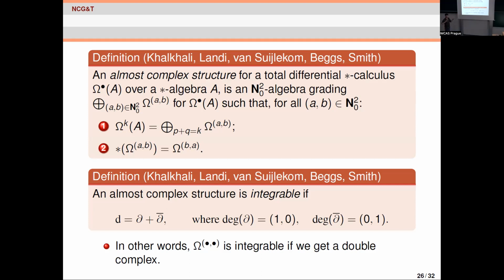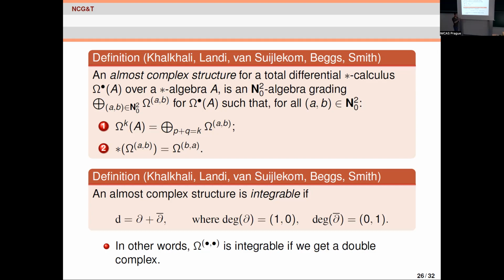Moreover, we want this thing to have a star map, a conjugate linear map that is a graded anti-algebra map. And it should flip the (a,b)-forms, because that's what happens classically when you take the complex conjugate: you go from (a,b)-forms to (b,a)-forms. Moreover, the exterior derivative should decompose into the direct sum of two maps, del and del bar, where the degree of del is (1,0) and the degree of del bar is (0,1). It's uniquely defined if it does exist.